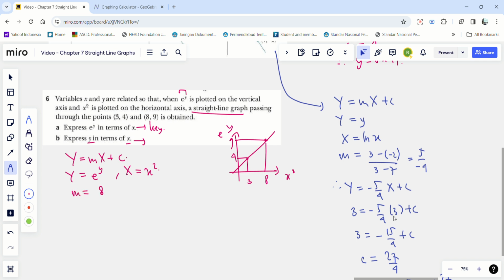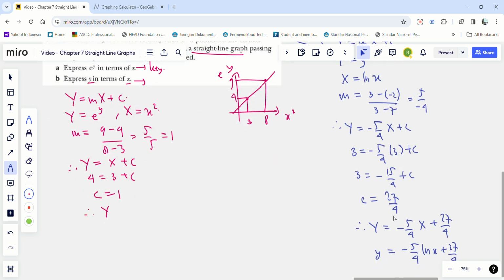And then, again, find the gradient. So the 9 minus 4 over 8 minus 3. So you got 5 over 5 equals 1. So you got y equals x plus c, and then you plug in again one of the points. 4 equals 3 plus c, so c equals 1. So pretty simple equation it turns out. Y equals x plus 1. But again, we know that the y is actually e raised y, and the x is actually x squared. So here it is. This is the answer to question A.